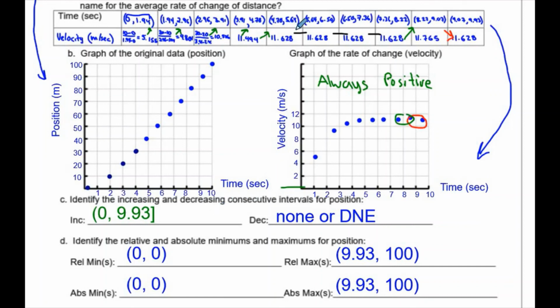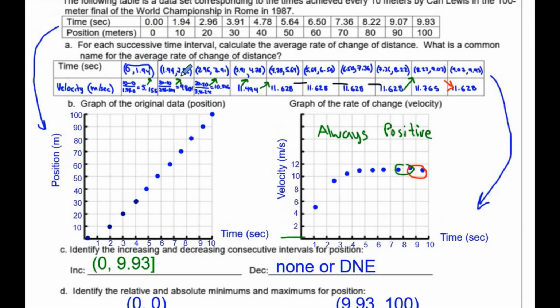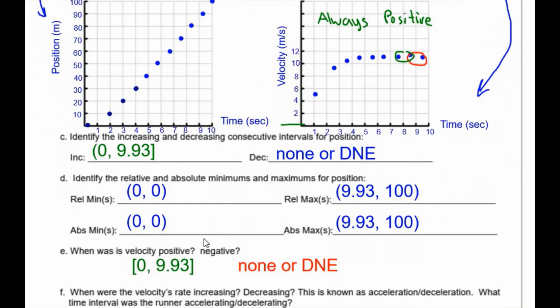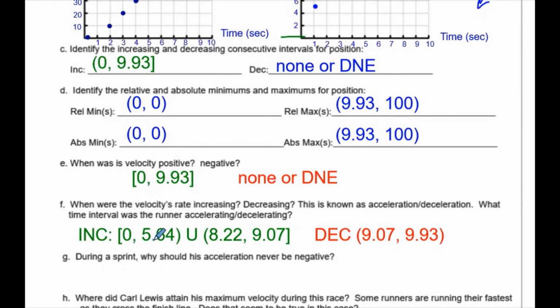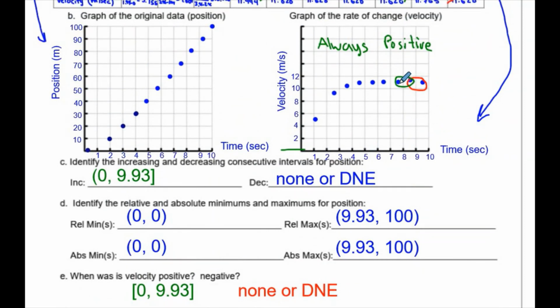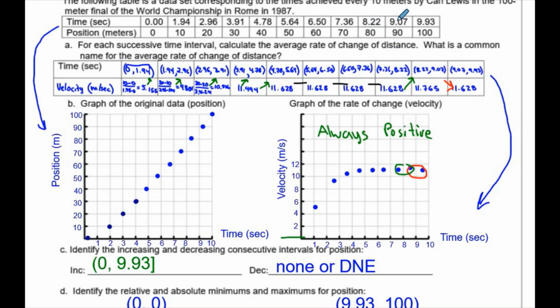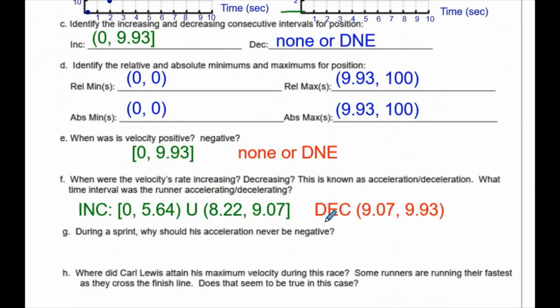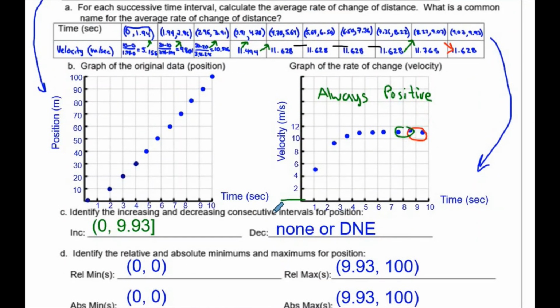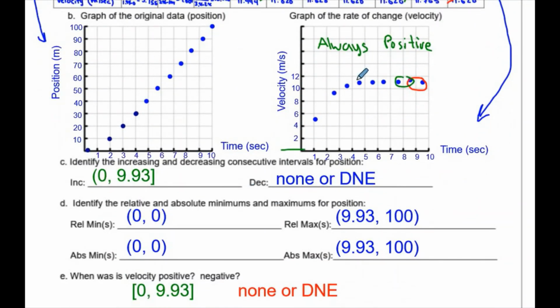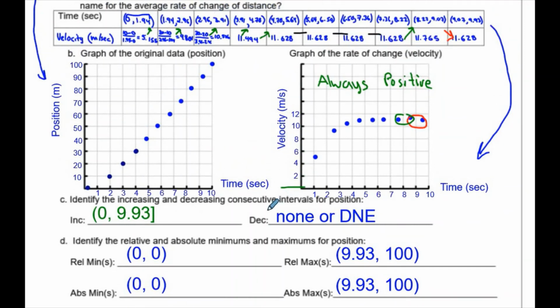So from here to here, I'm just going to use the times above. From 0 until this last value here, from 0 until 5.64, he was increasing his velocity or accelerating. He also does it a little bit right here. Those values, if you go back up and look at the chart, are between 8.22 and 9.07. And then at the very end, he's decreasing. So from here to here, he's decreasing. And what it would be called in the middle is constant velocity.